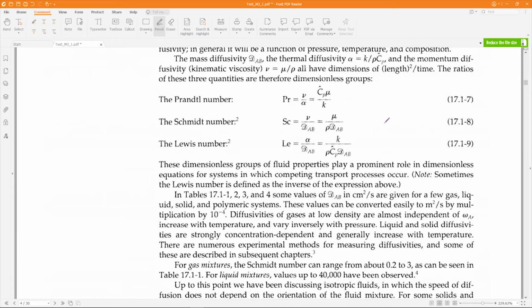Okay, and let's see some of the dimensionless groups. So this is the Prandtl number, mu Cp by k. This is nu, which is mu by rho, and alpha is k by rho Cp. So this is the ratio of momentum diffusivity to thermal diffusivity. This is the Schmidt number, nu by D_AB, that is nothing but mu by rho D_AB. This is called the Schmidt number. This is the ratio of momentum diffusivity to mass diffusivity. This is analogous. Okay. And we have the Lewis number, that is alpha by D_AB, that is thermal diffusivity by mass diffusivity.